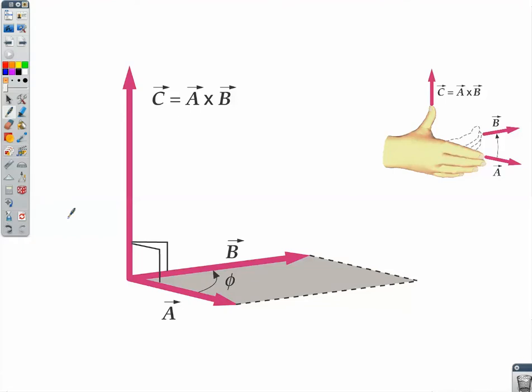So here, let's look at this picture again, and let's replace A, B, and C with our unit vectors. Let's call A i hat, let's call B j hat, and let's call C k hat.